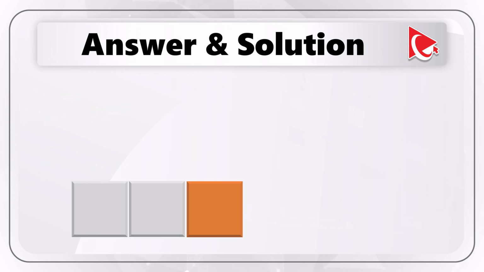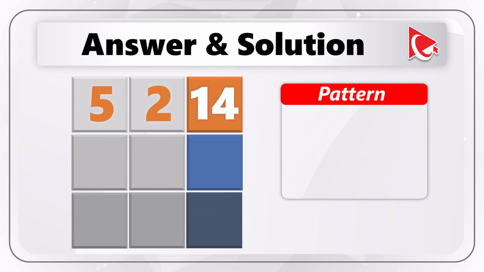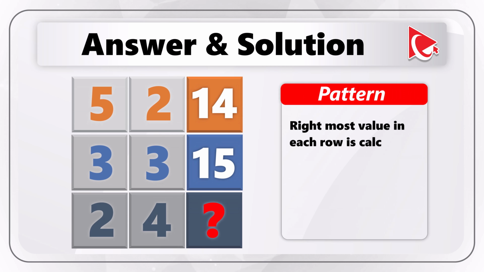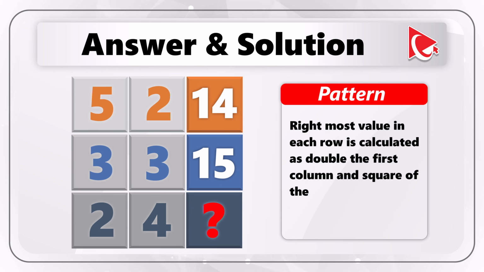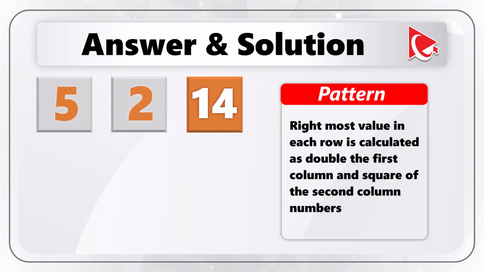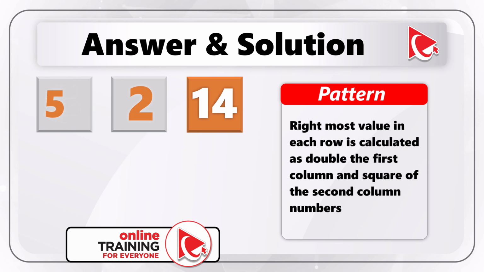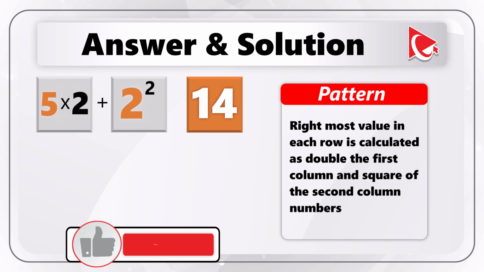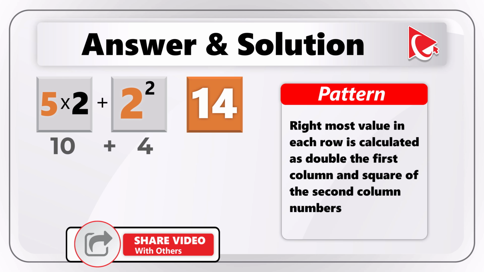I think the pattern here is that the rightmost value in each row is calculated as double the first column's value plus the square of the second column's number. Let's look at the example. For example, for the first row, the calculation might be 5 multiplied by 2 plus 2 squared, which would be equal to 10 plus 4, and the end result would be 14.